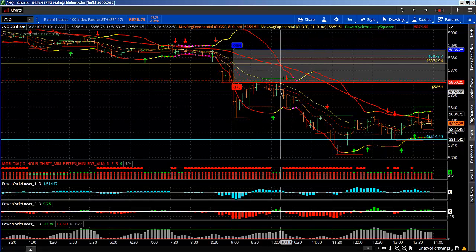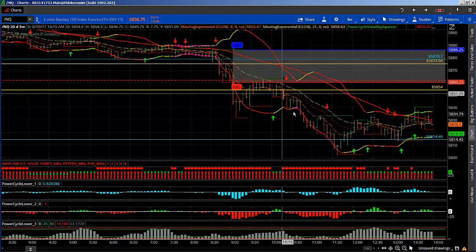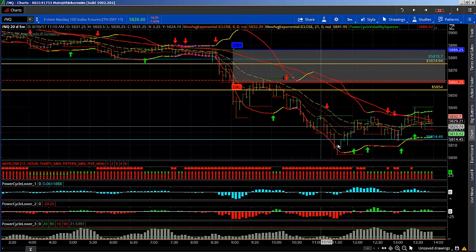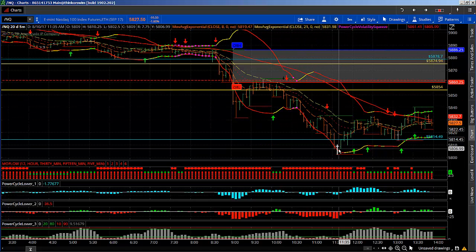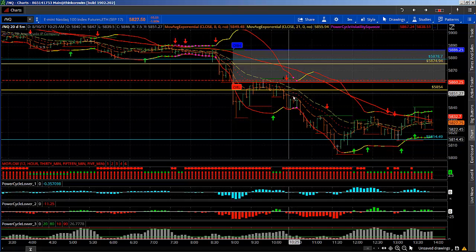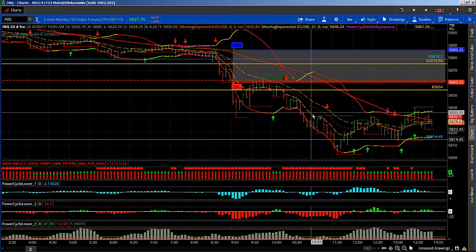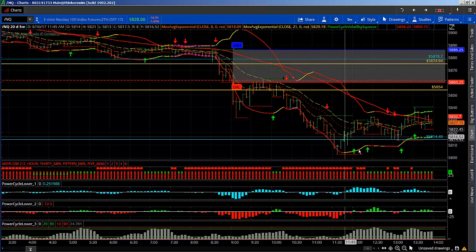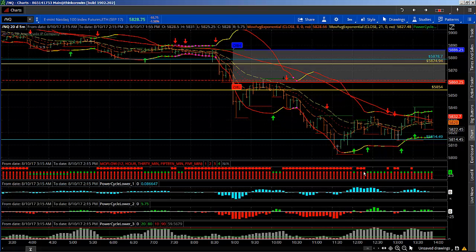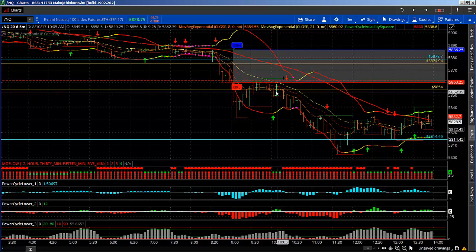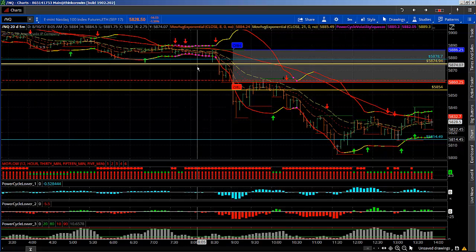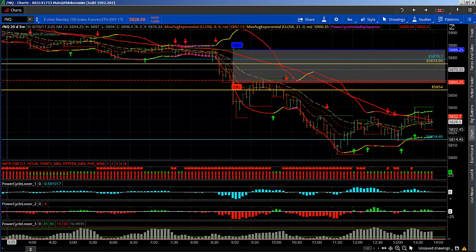This move from, for example, right here, 58.52 all the way down here, that's over $900 per contract. If you did one contract short right here, and look how it just tracked right down below the moving averages all the way down, that was $900. So it's a way to trade intraday where you don't have any exposure overnight, but you can still make some really good money.